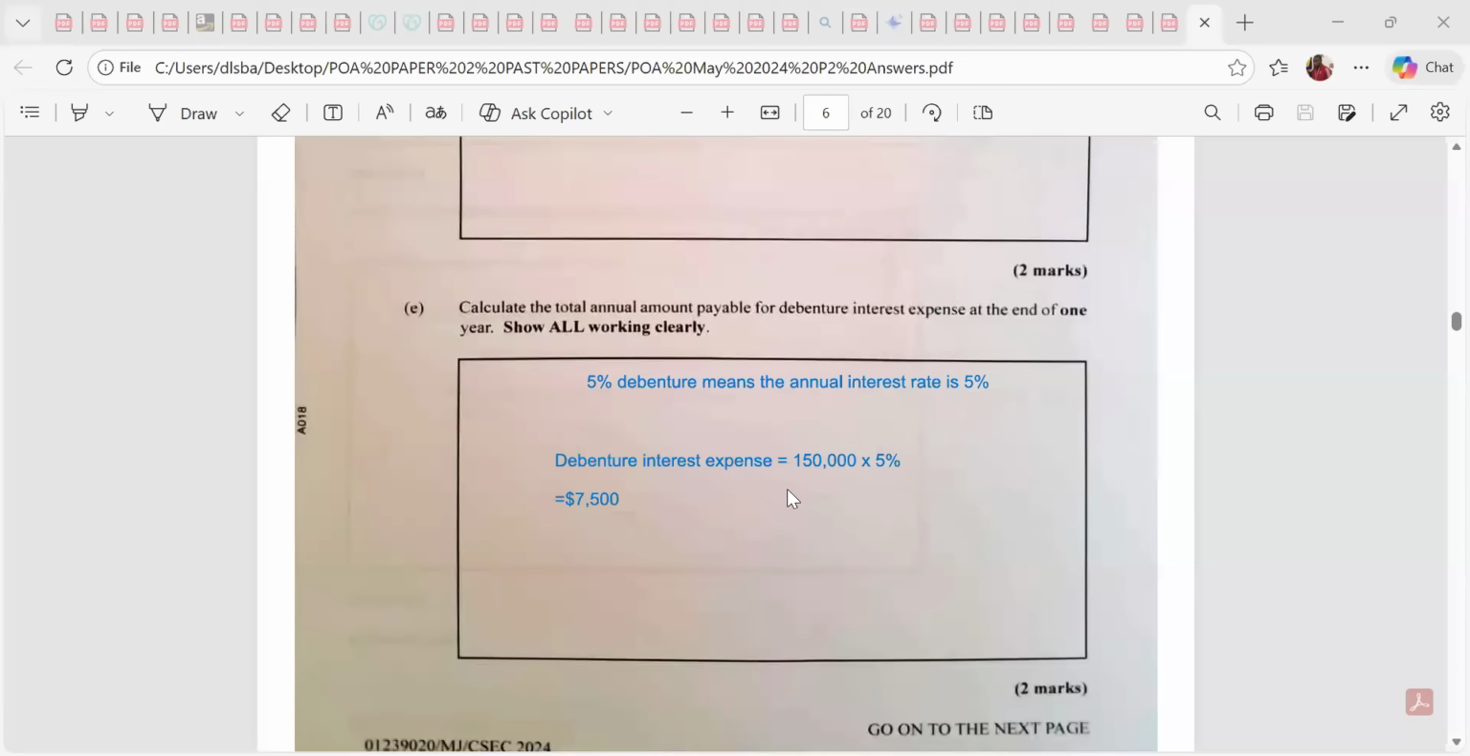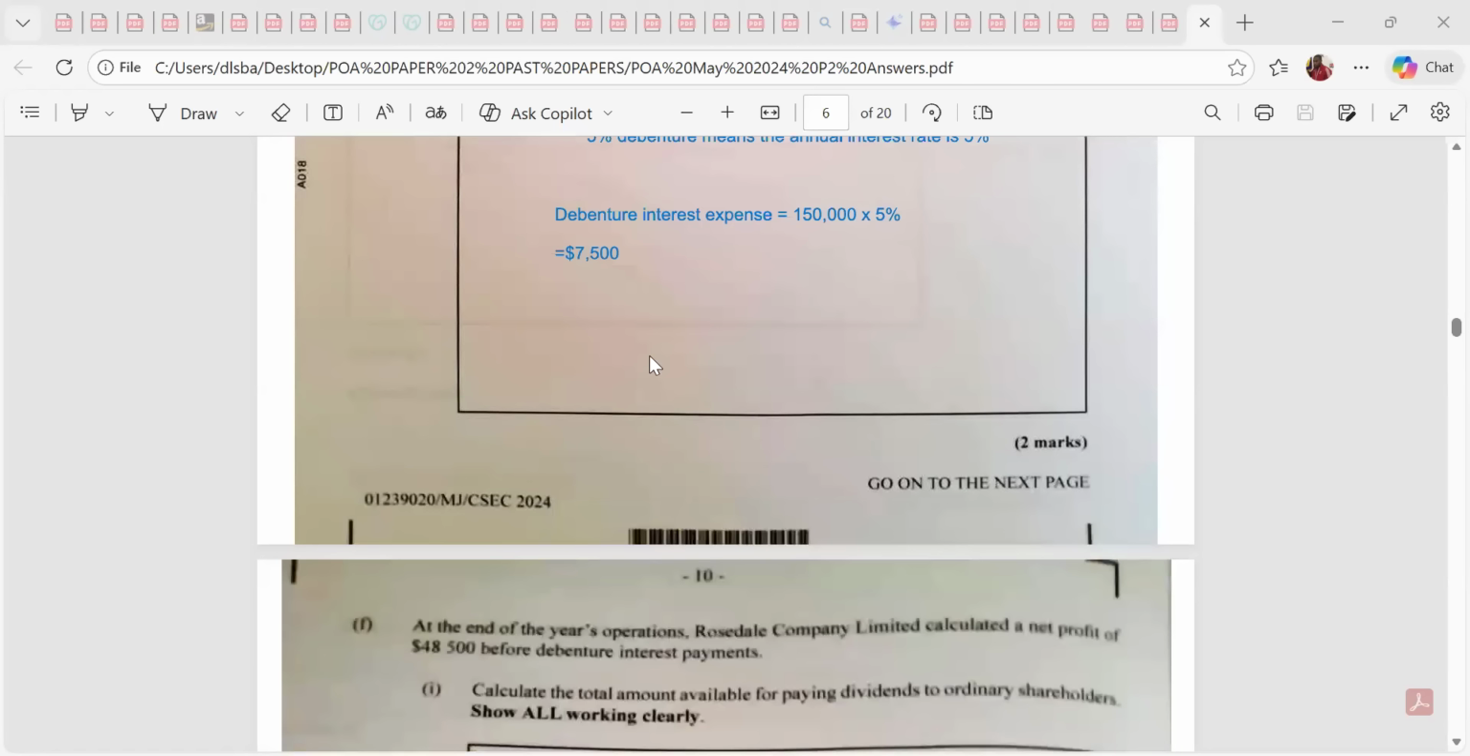Another 2 marks. Then they said, okay, stop scrolling. At the end of the year, at the end of year operations, Rosedale Company Limited calculated a net profit of $48,500 before debenture interest payments. Calculate the total amount available for paying dividends to ordinary shareholders.